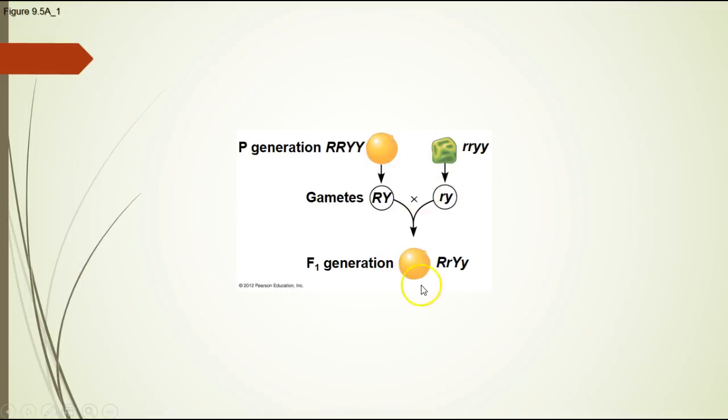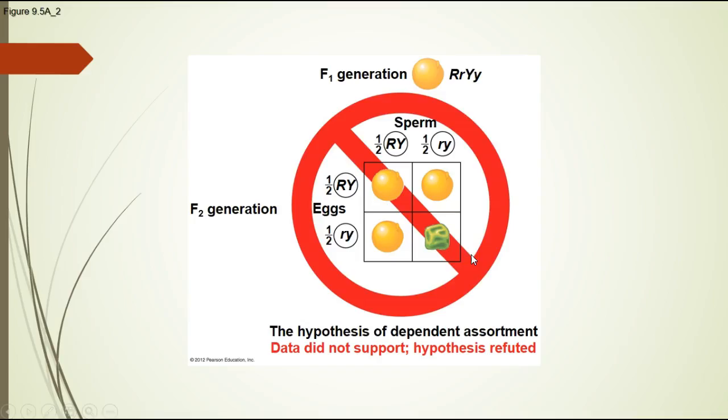When those combine together to make a zygote that produces the F1 generation, we're going to have plants heterozygous for both traits. They'll still show the dominant traits, but they do carry the alleles for the recessive. Now, if those genes were inherited together, we would expect the cross to look something like this. If they were always together, we would have 3/4 with round yellow seeds and only 1/4 with wrinkled green seeds. But that's not what he found when he did the cross. It was very different.